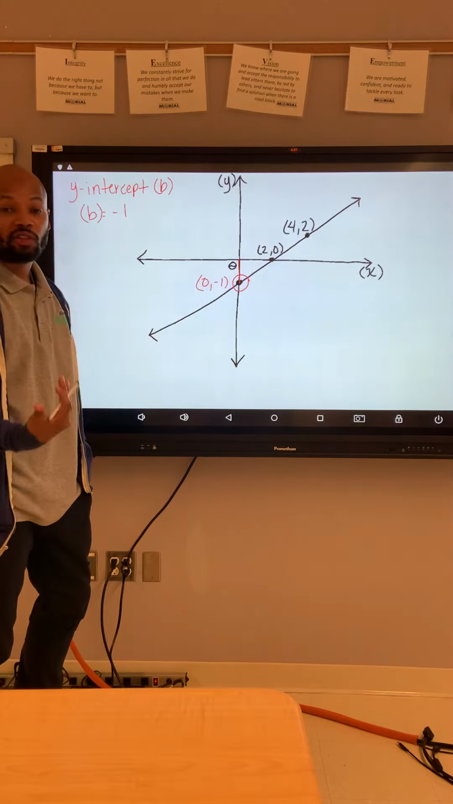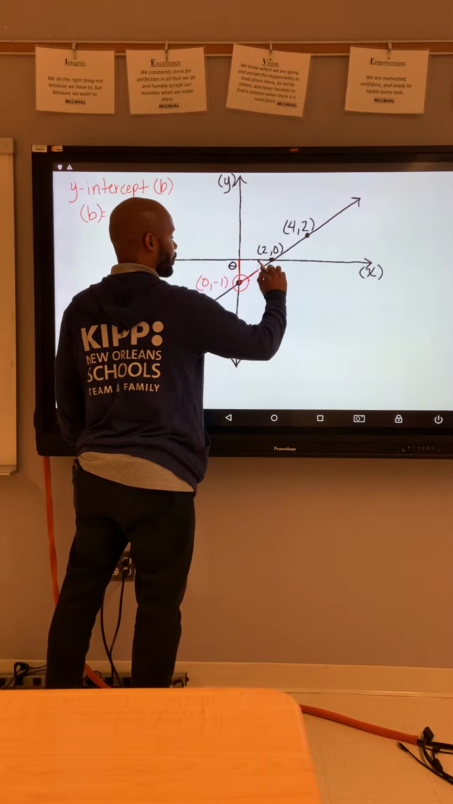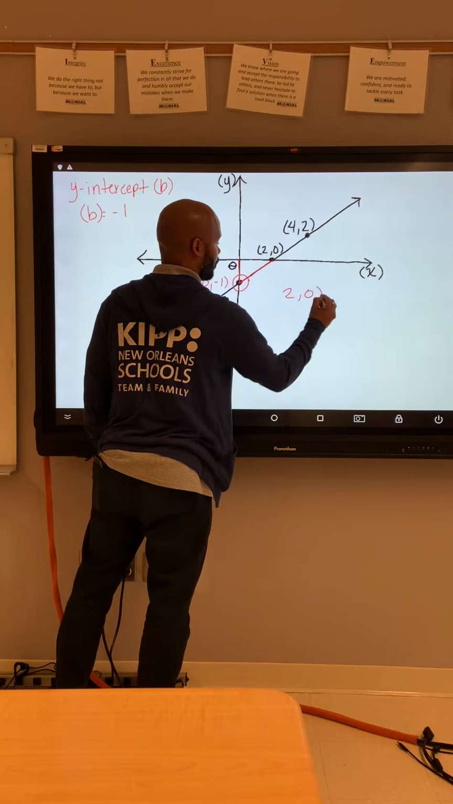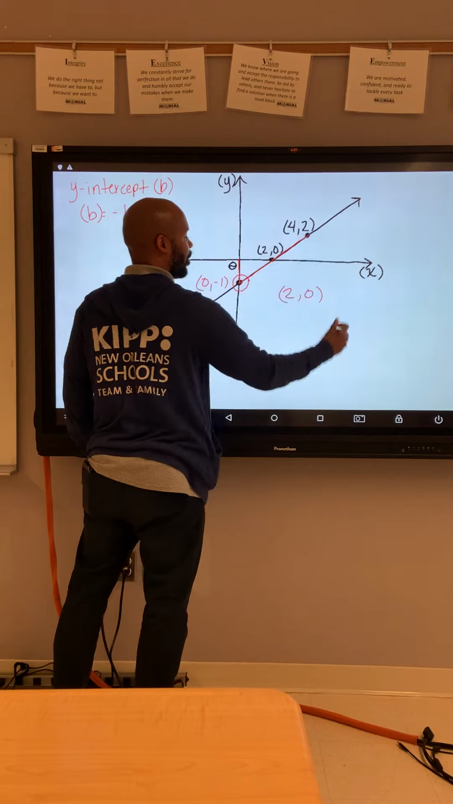Now, if we were trying to find the slope of this line, we would simply go from here, which is the start, till we reach one point. We have (2, 0). Then I'm going to keep going till I reach another point. I have another solid point that's at (4, 2).